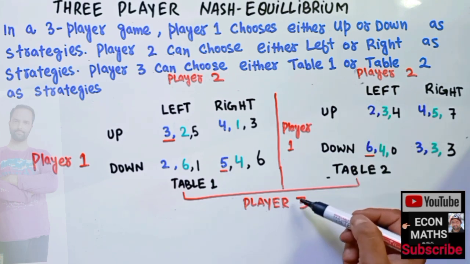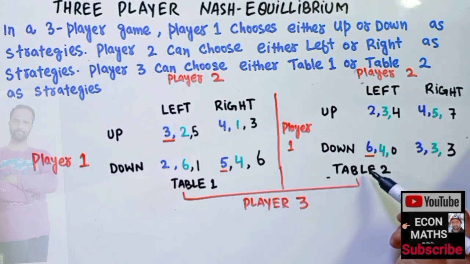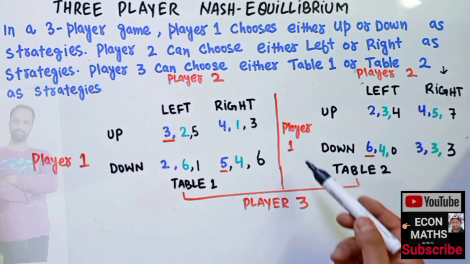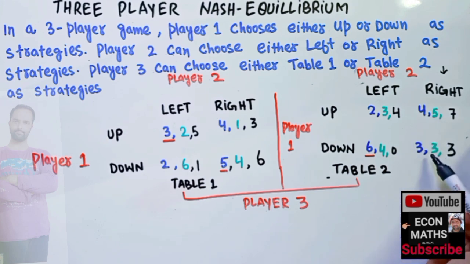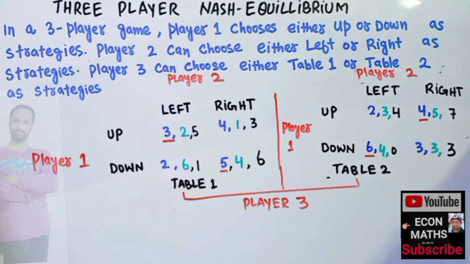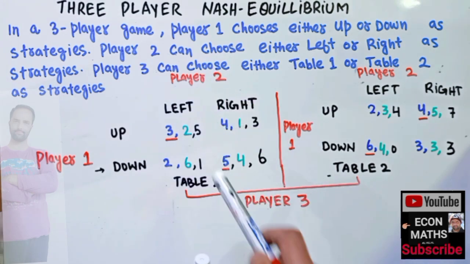Again, if player 3 chooses table 2nd and this time player 2 chooses right, what are the options for player 1? Either to go up or down. Up gives him 4, down gives him 3, obviously he will choose 4. Okay, so we are done with player 1. Now let's take player 2 into consideration.